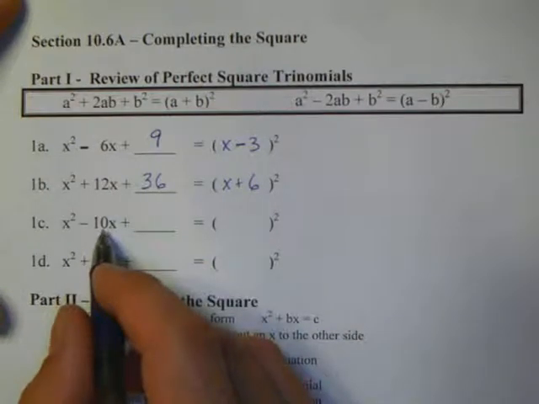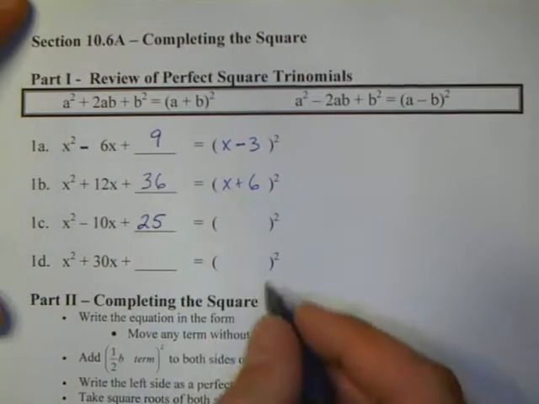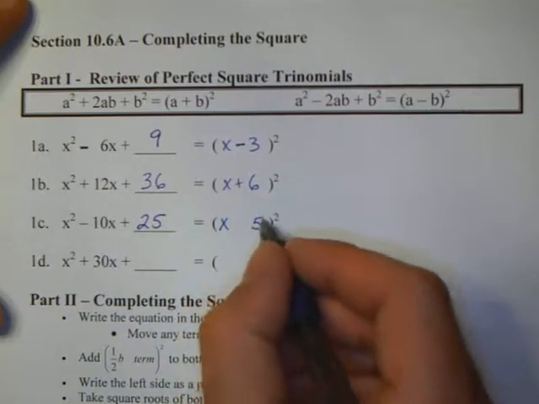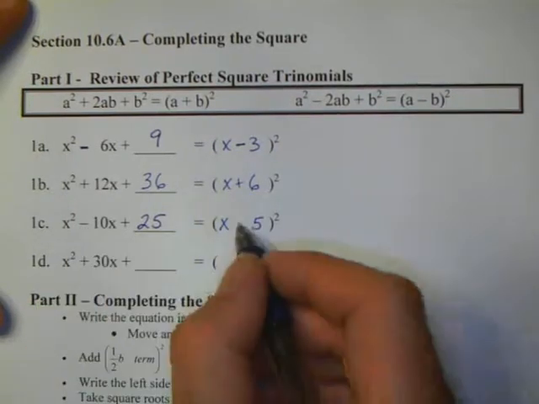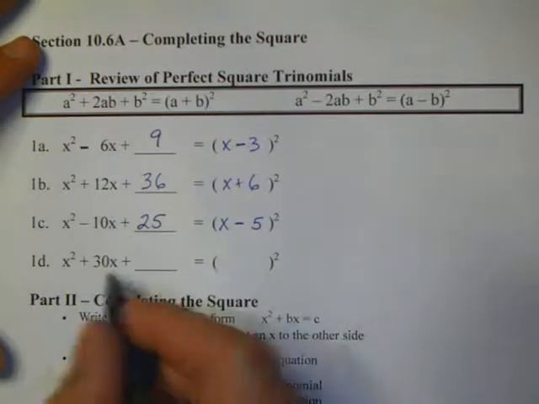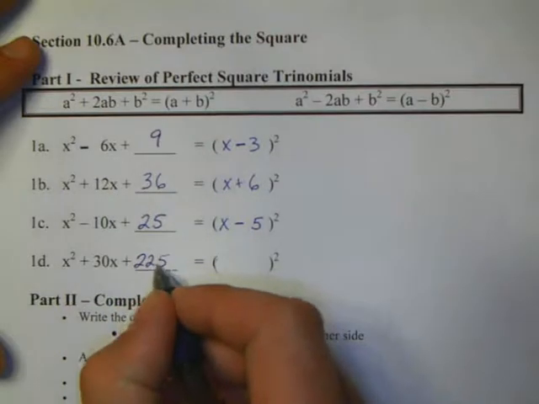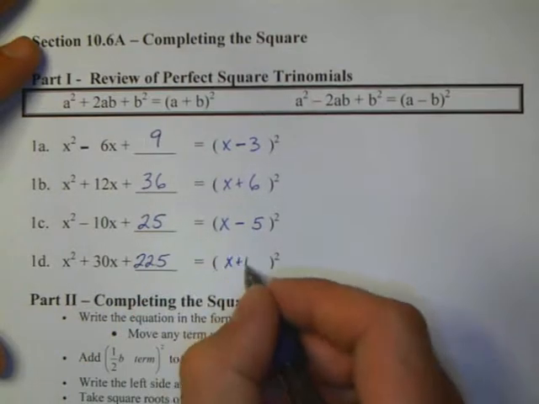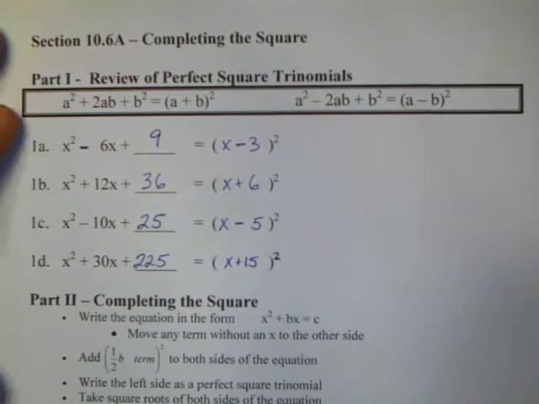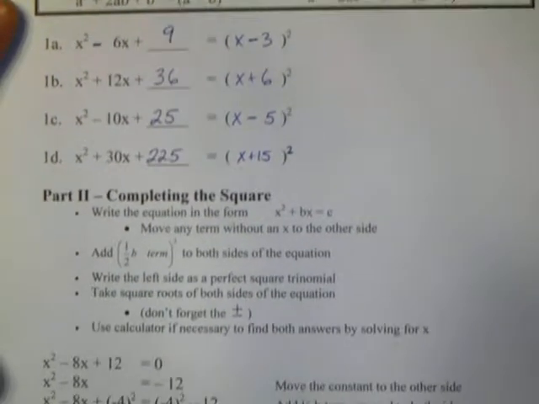Well, we have to think to ourselves, we're subtracting 10x, we take half of 10 and square it to get positive 25. Can you think what goes in the binomial squared to get this problem? It's going to be x and a 5, and since it's a minus 10x there, it's a minus 5 there. Our fourth and last one, we take half of 30, which is 15, and square it and get 225. And that has x plus 15 squared as our binomial squared.